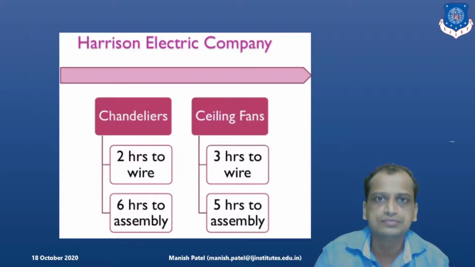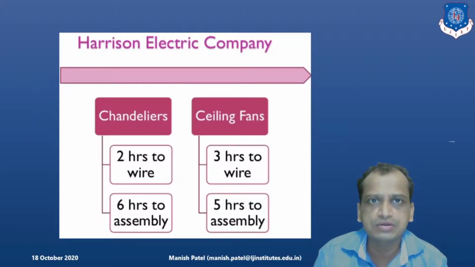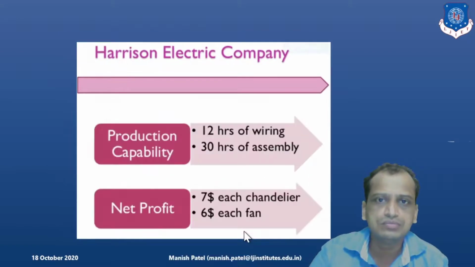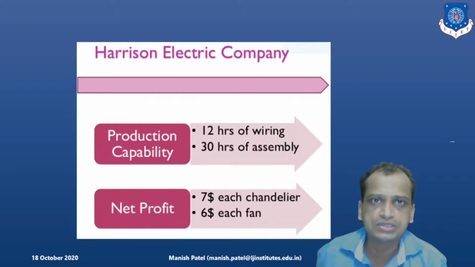Let's look into an example to get into the concept of integer programming, where a company, Harrison Electric Company, manufactures chandeliers and ceiling fans. Here the manufacturing constraints are given: chandeliers take 2 hours to wire and 6 hours to assemble. For the ceiling fans, they take 3 hours to wire and 5 hours to assemble. The capability is 12 hours of wiring and 30 hours for assembly. That is the constraints for the production. The profit derived from the chandeliers and fans is $7 and $6.